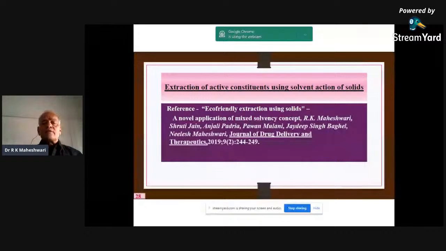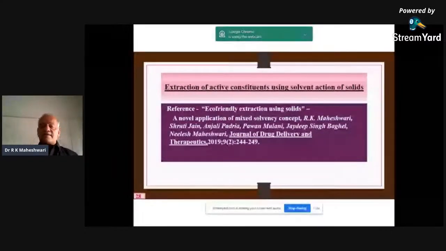Anyway, this will give the detailed extraction of active constituents using the solvent action of solids. The reference is there: eco-friendly extraction using solids. Here, the solvent character of solids was employed for extraction of an active constituent, sesame oil from sesame seed powder. Please refer to this paper. It will give all the details on how you can employ solids for their solvent character, without the use of solvent, to extract the active constituent from herbal powders.